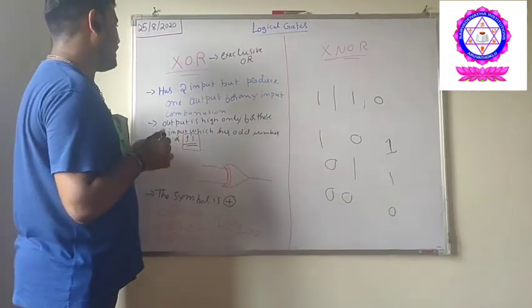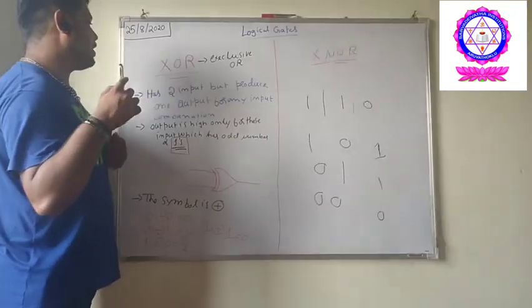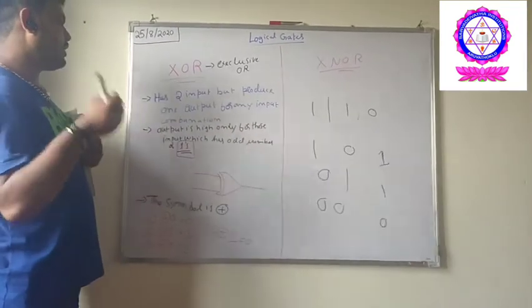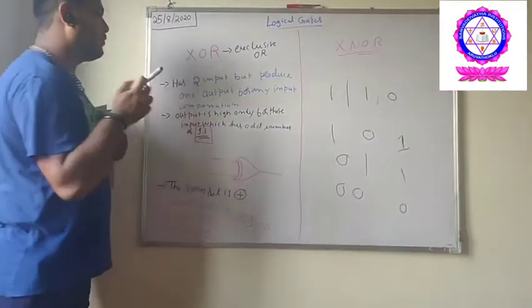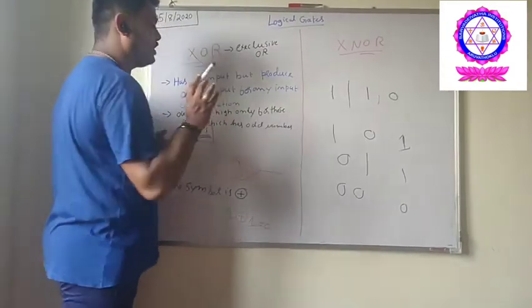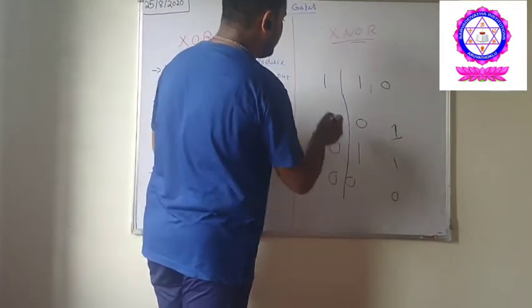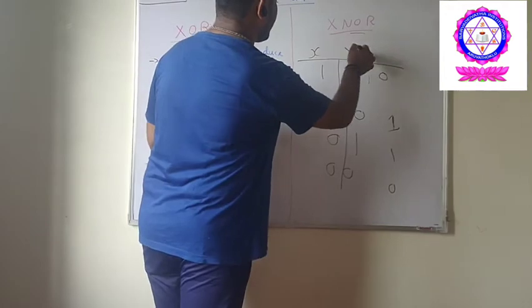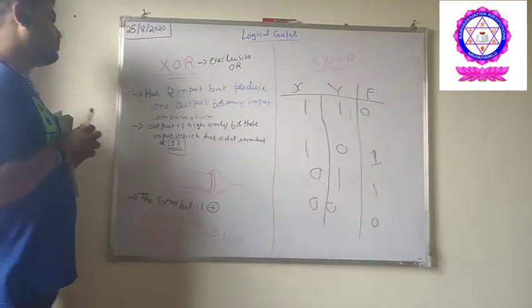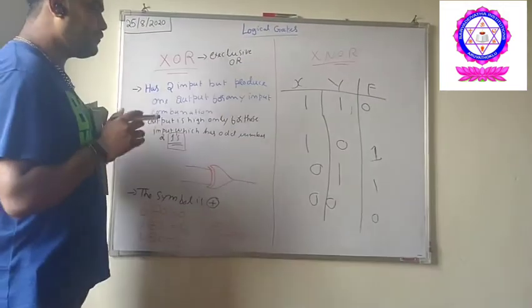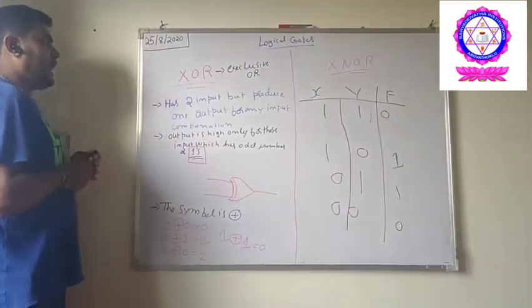So exclusive OR, what does it say? It has two inputs producing one single output, and the input combination may be of any variety. The output is high only for those inputs which have an odd number of ones. Only when you have an odd number of ones will your output be high. If you don't have an odd number of ones, then your output will be low. So this is the exclusive OR.